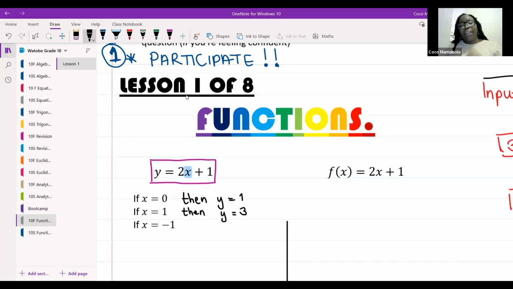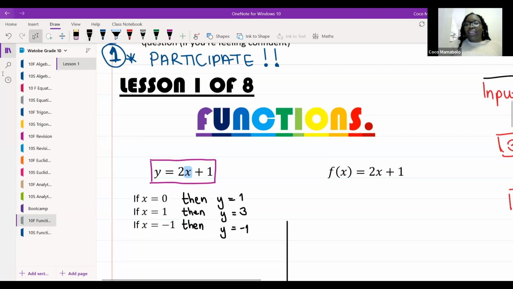Excellent. But what if x is equal to -1? Ah, I knew it. Gabriel, I didn't even finish asking my question, and Gabriel already put the answer in the chat. I see you. If x is equal to -1, then y is also equal to -1.